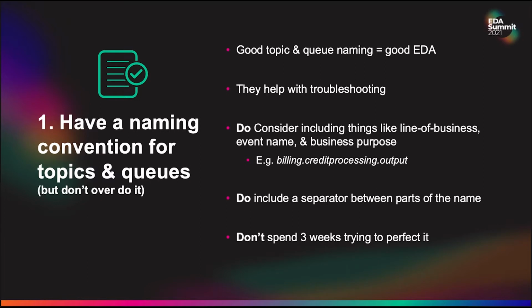Imagine trying to troubleshoot a production issue at 2 in the morning because a queue named Temp or Bob's queue is being flooded with events and you have no idea where they're coming from or going to. Not a good spot to be in. For example, a name like billing.creditprocessing.output immediately tells me that it belongs to the billing team and probably has something to do with the output of the credit processing system.